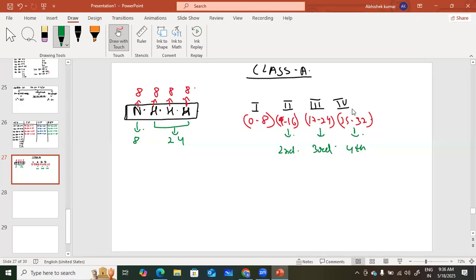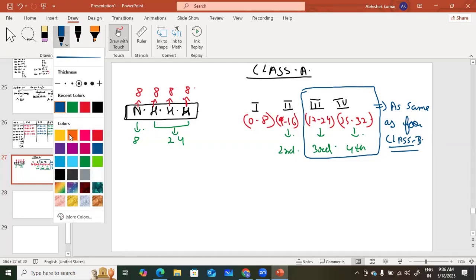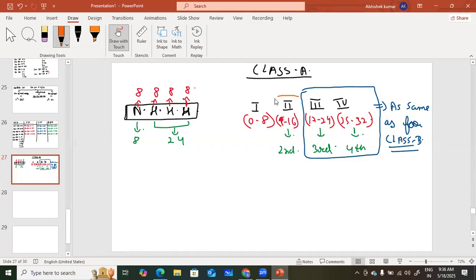Now, for octets 3 and 4, the subnetting is the same as for class B. Like we did in class B, we perform the subnetting for the third and fourth octet, they're the same. Now, where we have to keep our focus is on the second octet.